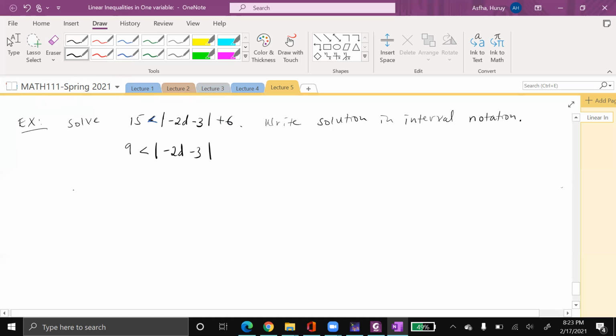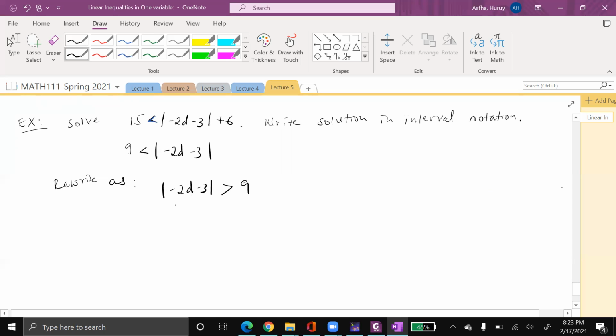Okay, I will rewrite this one. I will put this one on the left side. It doesn't make any difference, but it's easier to see it. So this becomes, as you can see, it faces toward the absolute value. Therefore, it has to face toward the absolute value. So 9 is less than this one means this one is greater than 9. And that's what we have here. So these two are the same.